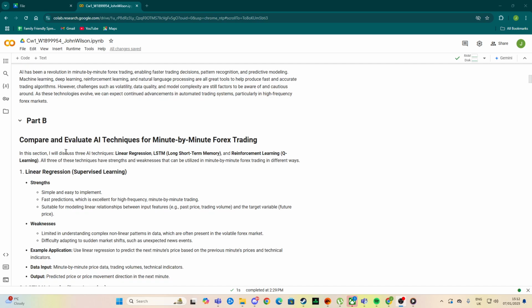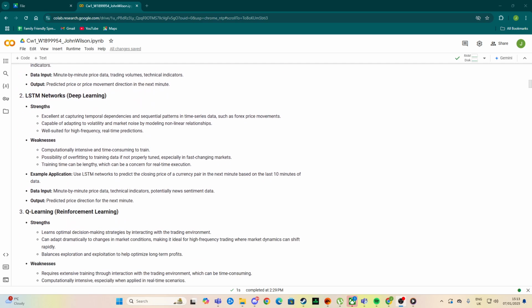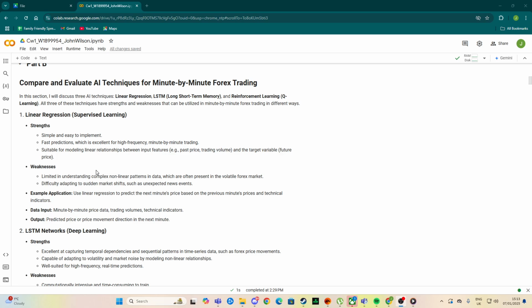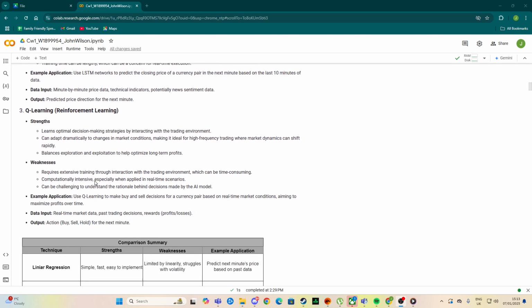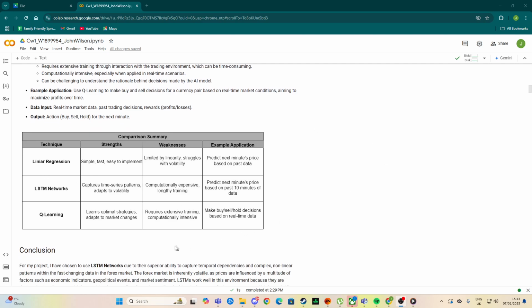In part B, I compared three techniques. These were linear regression, LSTM, and Q learning. I went through strengths, weaknesses, and examples of application of use for each one. And here's a table that has the basic information, so it's quick.